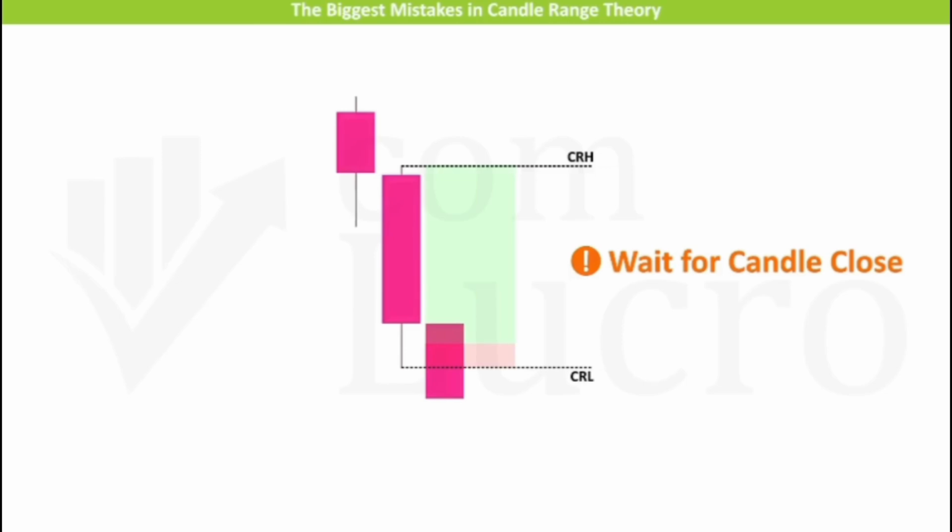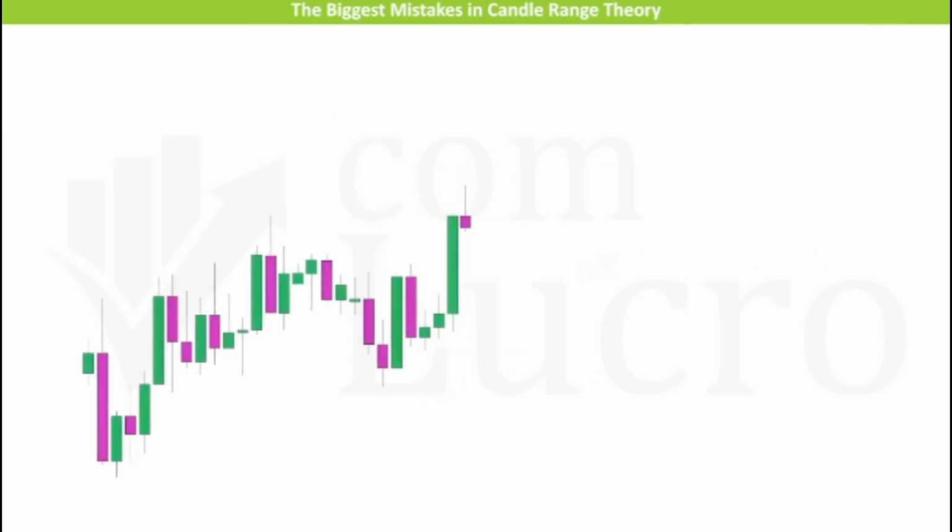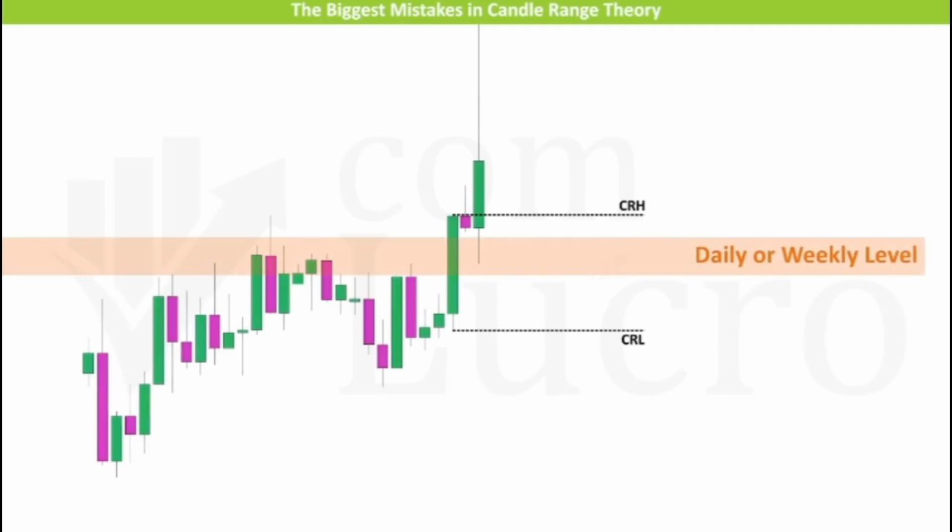Mistake number 2, entering too early. Another common mistake is entering simply because price appears to reverse. A reversal alone does not confirm a CRT setup. A valid setup requires two conditions: a clear liquidity sweep beyond the candle range high CRH or candle range low CRL, and a confirmed candle close back inside the range. Always wait for the candle to close. Entering before confirmation can easily trap you if price continues moving in the same direction. Patience is often the difference between a high probability trade and an unnecessary loss.